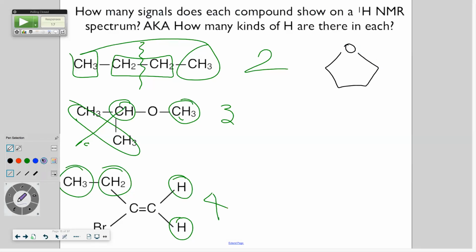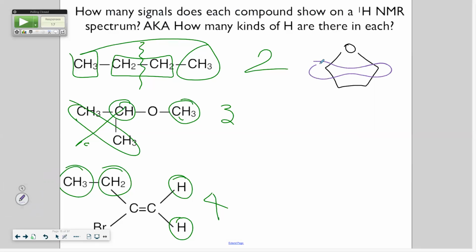Okay, so do you see symmetry in them? That's what you've got to look for. So how many kinds are there? 2. What are the 2? These hydrogens and these hydrogens. Okay, everybody agree?